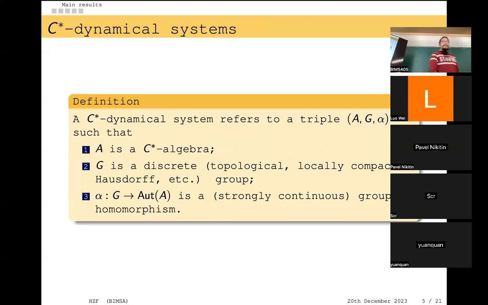So what is a C-star dynamical system? This is simply a group action on the C-star algebra. You have a C-star algebra, you have a group, and then you have an action. This is the triple. If in general this group is a topological group, then we need to require that the action is strongly continuous. But the C-star dynamical system we are talking about today is about the action of the integers, so we don't need to worry about this continuity condition.